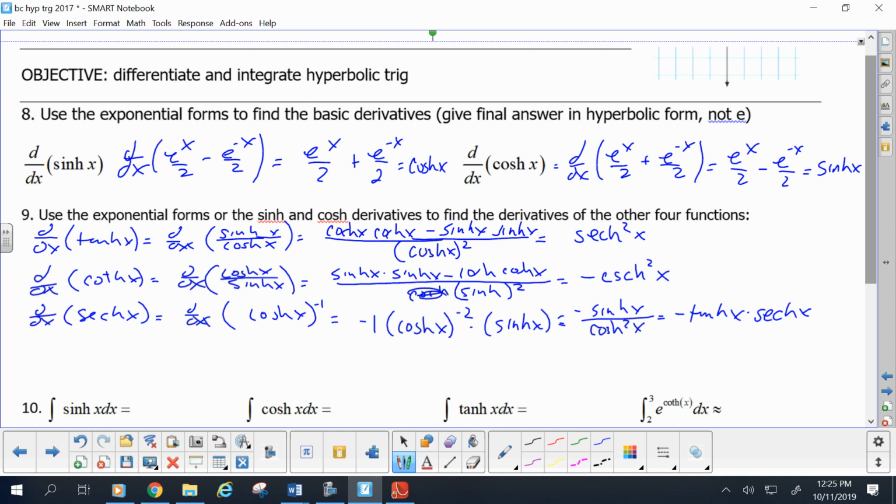So in this case, it feels like the derivative of hyperbolic secant is negative tanh sech.